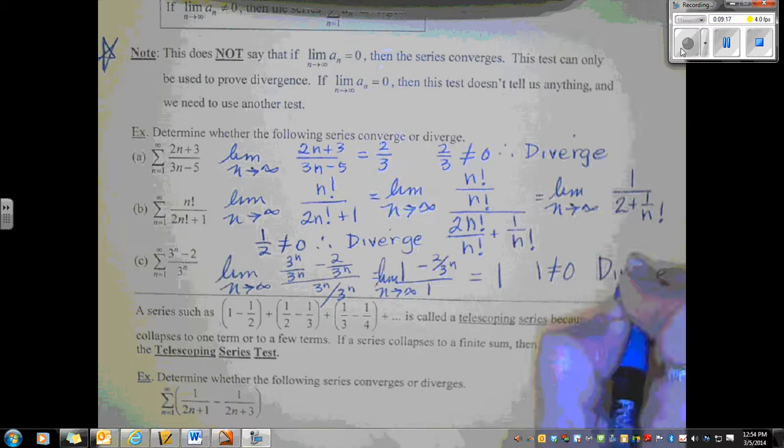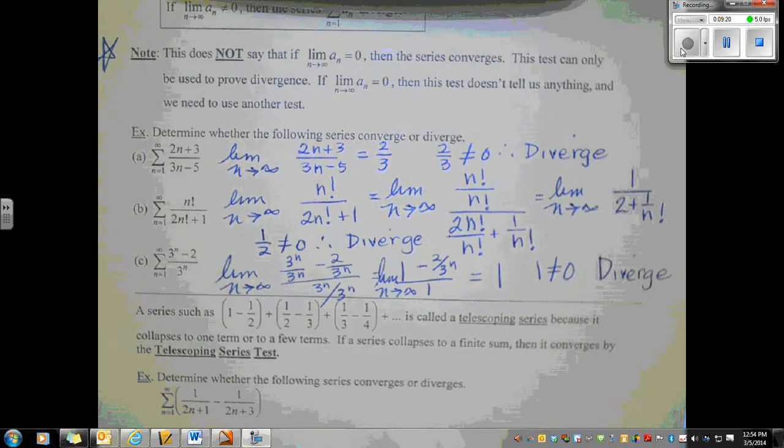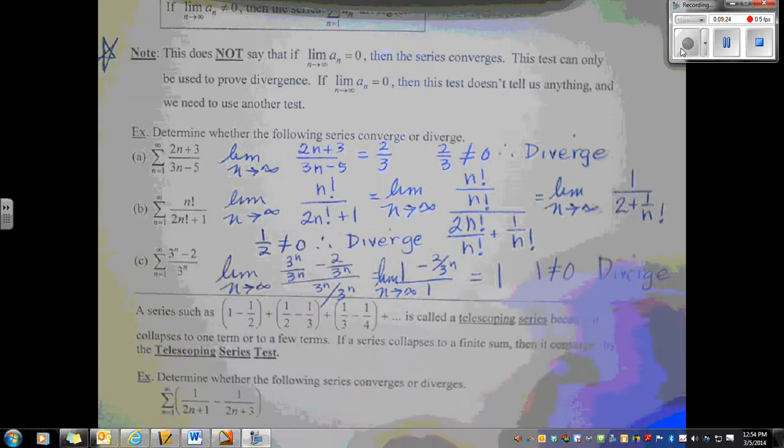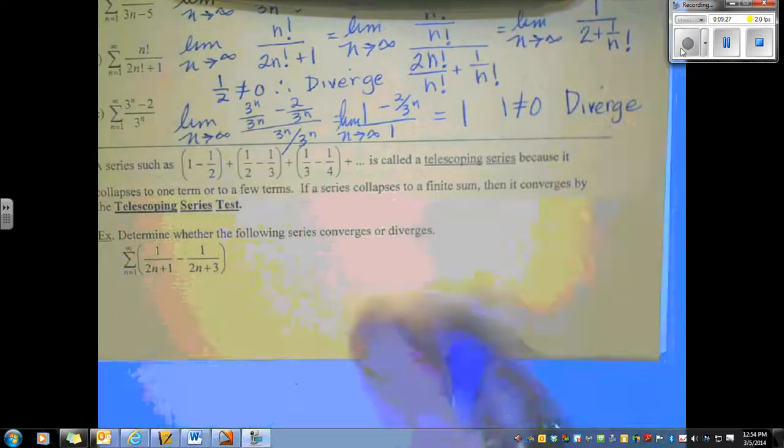You just separated it. Yep. 3 halves over 3 halves. As long as you separate both of them, you're good. And you talk about both pieces, you're good.